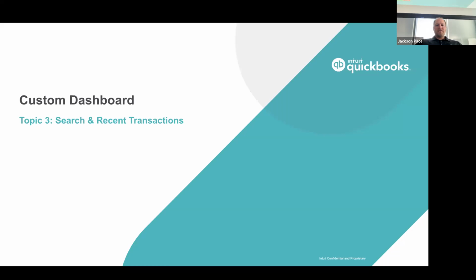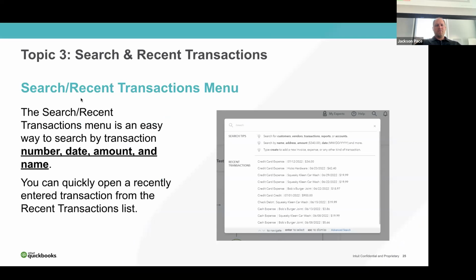Okay, search and recent transactions. So the search recent transaction menu is an easy way to search by transaction number, date, amount, and name. So those are the key things. It's definitely not as good as Google. I feel like with Google, you can type anything you want in there, even if it's spelled wrong, and it'll find what you're looking for. QuickBooks is getting better, but right now it's geared to search a transaction number, date, amount, and name.